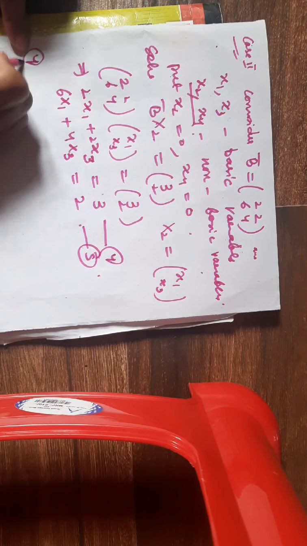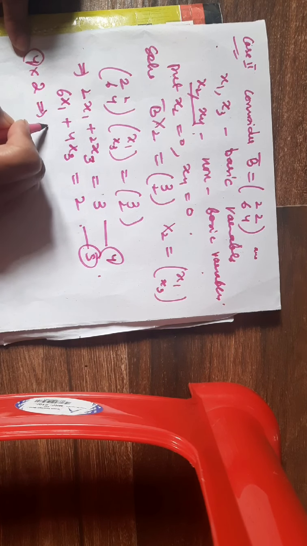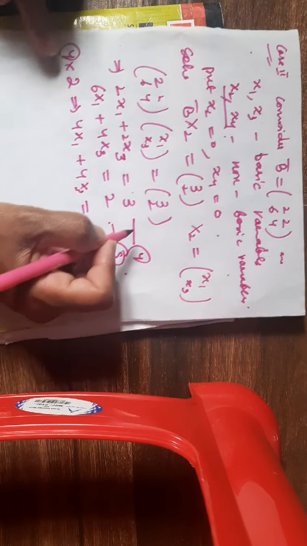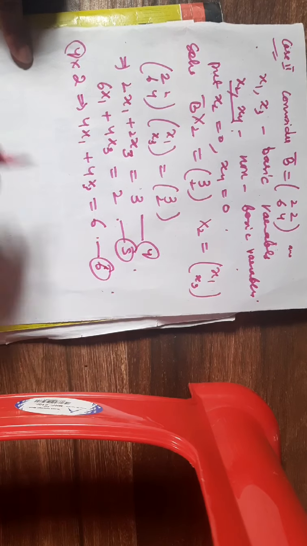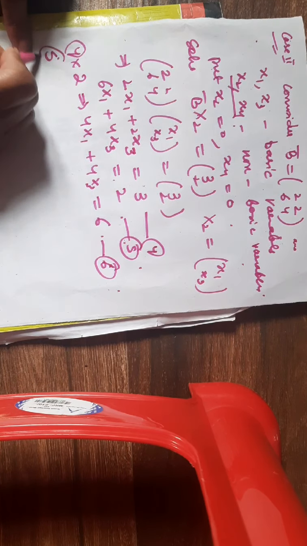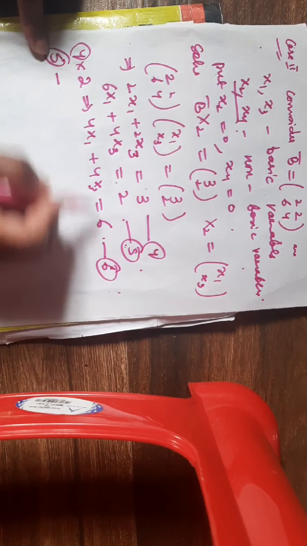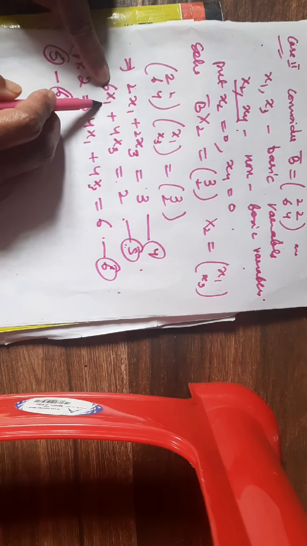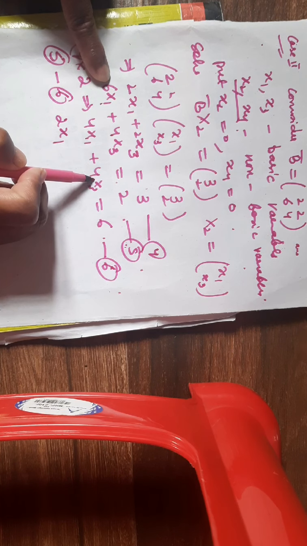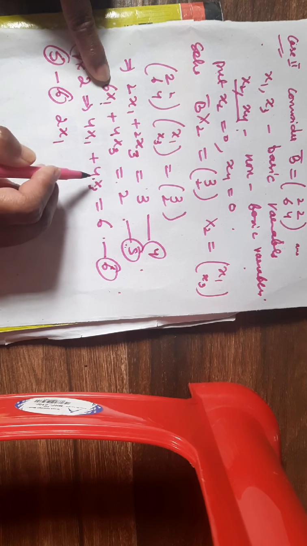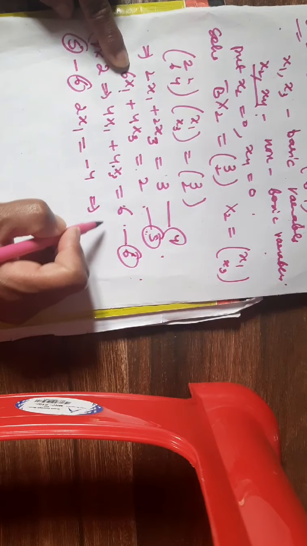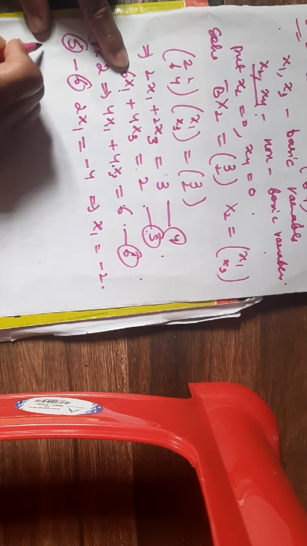Now you multiply equation 4 into 2. So this will give you 4x1 plus 4x3 is equal to 6. Now this is equation 6. Now let us subtract this equation 6 from 5. So 5 minus 6 will give you what? 6x1 minus 4x1 will give you 2x1. 4x3 minus 4x3, that will be 0, it will be cancelled. Now 2 minus 6, it will become minus 4. So this gives you x1 is equal to minus 2.